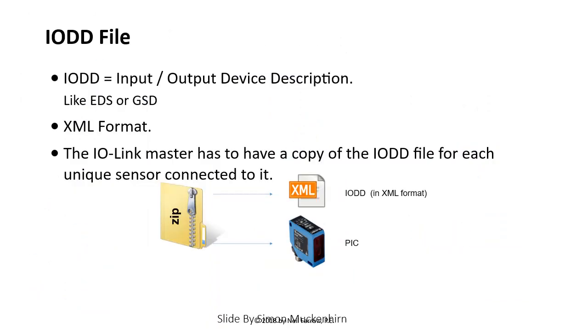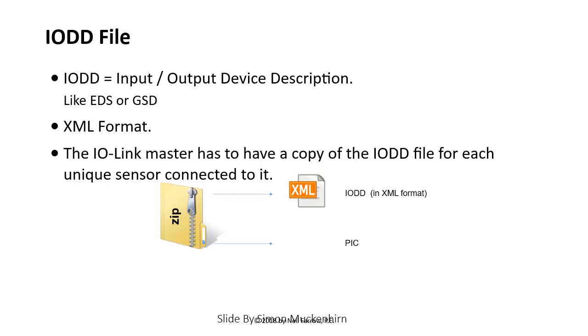Each IO-Link sensor comes with an IODD file, an input-output device description, which is like an EDS or a GSD for EtherNet/IP and Profinet. It's in an XML format. The IO-Link master has to have a copy of the IODD for each unique sensor connected to it. And that IODD file is in a zip format that contains the text file, the XML file, and a bitmap or two of the sensor itself.